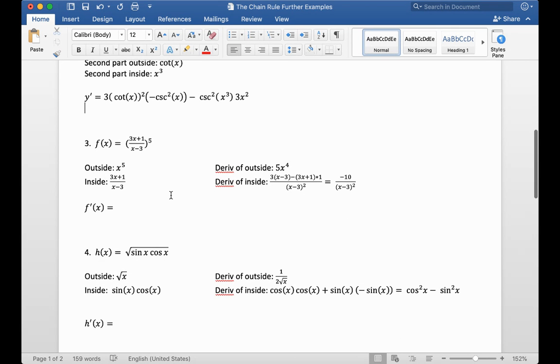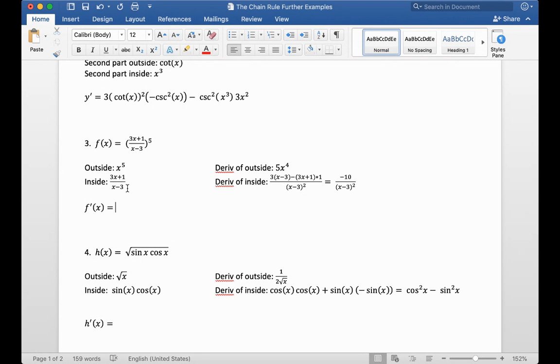Let's move down to the third function. So f of x is (3x plus 1) over (x minus 3), all to the fifth power. This is one of those cases I mentioned in class a week and a half ago where we're going to have a combination of the chain rule, and to take the derivative of the inside part, we're going to have to use the quotient rule since the inside part is a quotient.